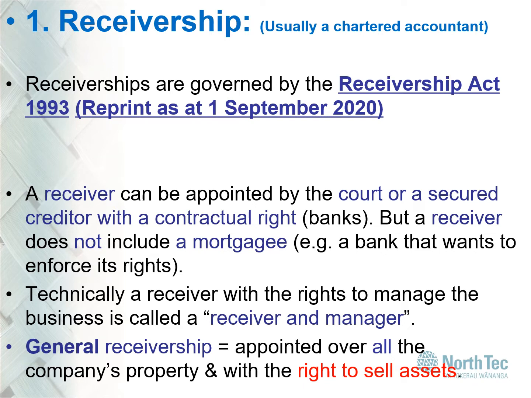And general receivership, usually this person will be appointed over all the company's property, and with the right to sell the assets. In other words, if the bank appoints this receiver, then all the other creditors will also come to this person and say, hey, will you please handle our situation as well? This is basically what general receivership is. And then at the end of the day, you will have the right to sell the assets.